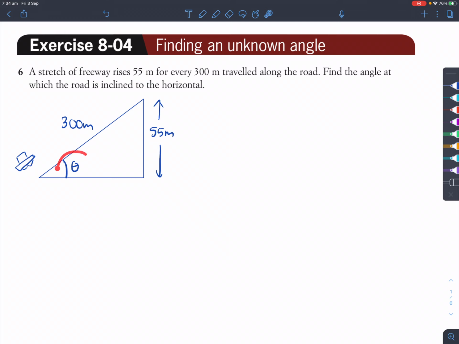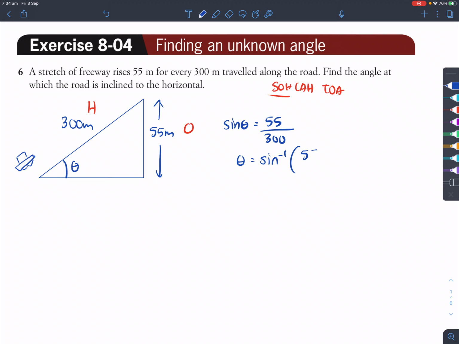Okay, let's find out what theta is. So opposite our angle theta is O there, H is here. So using SOH CAH TOA, we know to use the sine ratio. So sine theta equals 55 over 300. And then you must get rid of that sine ratio on the left side and bring that over, but change that to inverse sine of 55 over 300.